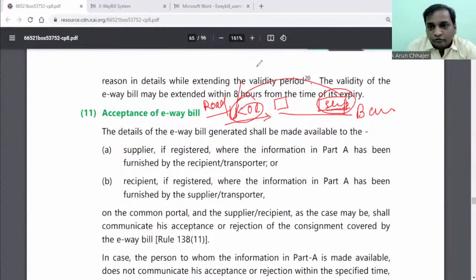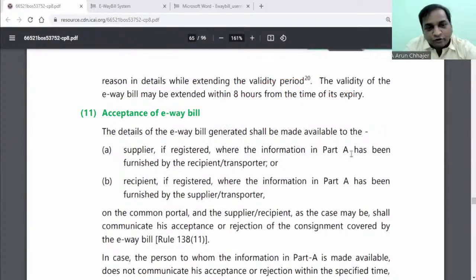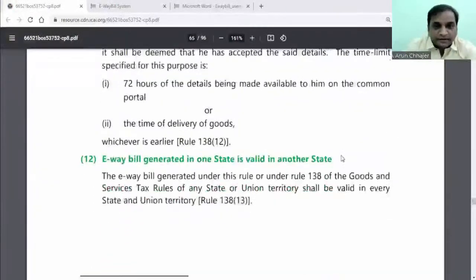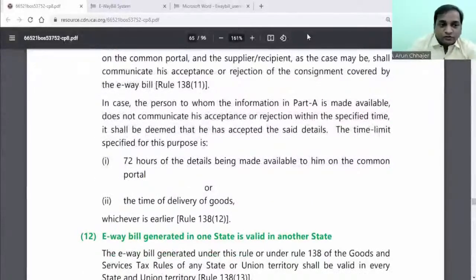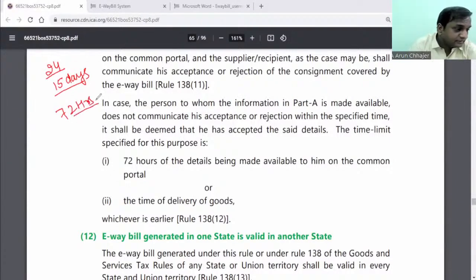Fine, let me move further so that we can complete also the discussion. Now, they are saying 72 hours. So we have discussed 24 hours. It is the time limit of cancellation of Eway bill, 15 days for updating the part B, and third is 72 hours for rejections.